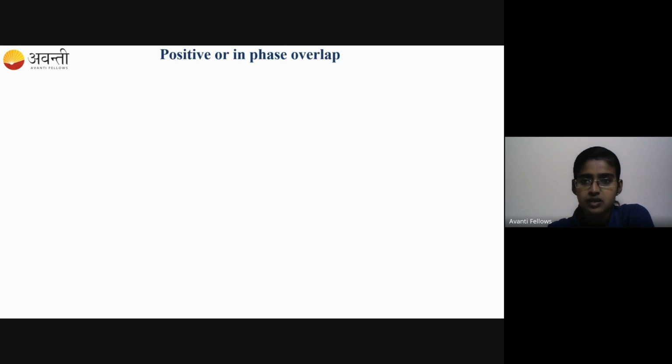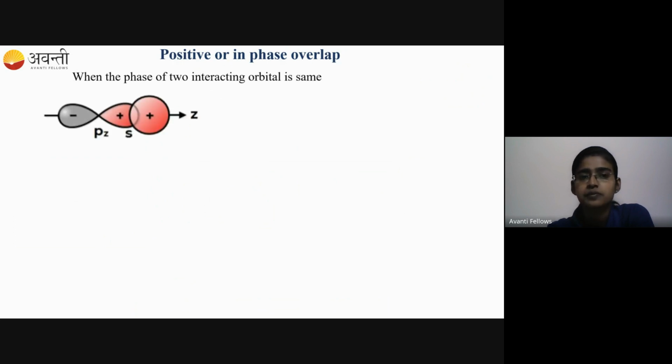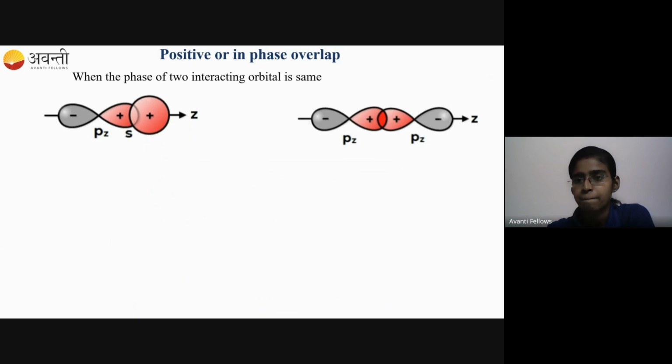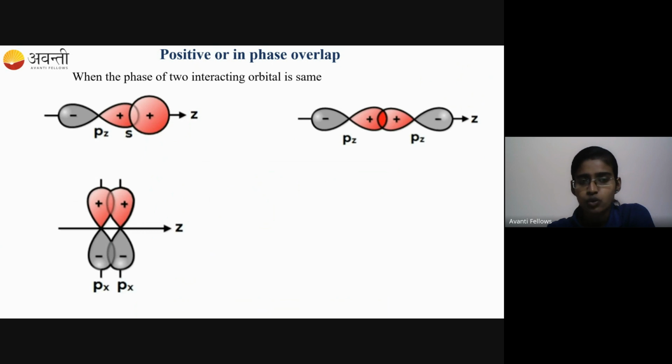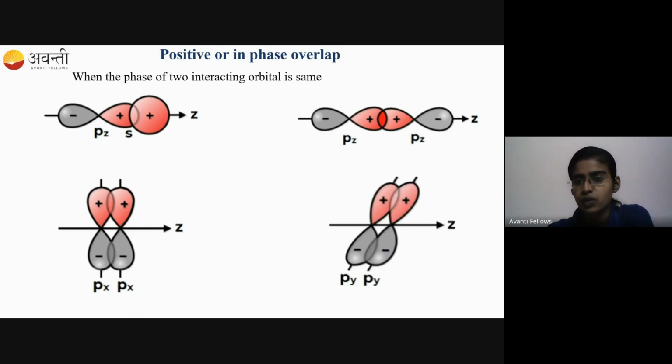Now let's see. When the phase of two interacting orbitals is the same, like here you see a p orbital is overlapping with an s orbital. The s orbital has only one phase, positive phase. When you come to the p orbital, one lobe will be positive and the other one will be negative. So positive only overlaps. Negative and positive will not overlap. So this is called positive overlap, which leads to the formation of a bond. And here, two p orbitals are overlapping with each other and the phase should be the same. These two are called positive or in-phase overlap. Here two p orbitals are overlapping in a sideways manner, so this will lead to the formation of a pi bond. And here also py orbitals, which are perpendicular to the px orbital, are overlapping and a pi bond is formed. So in case of positive overlap or in-phase overlap, a bond is formed.